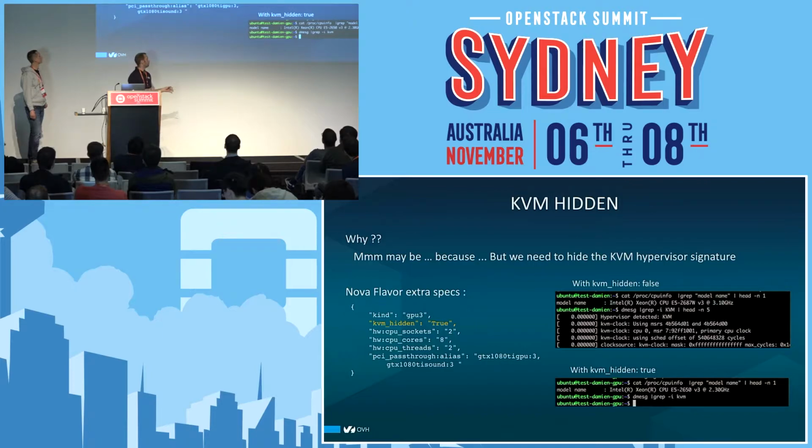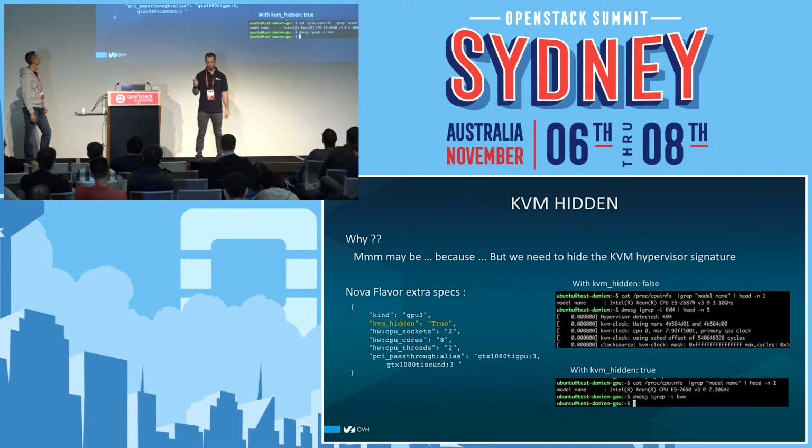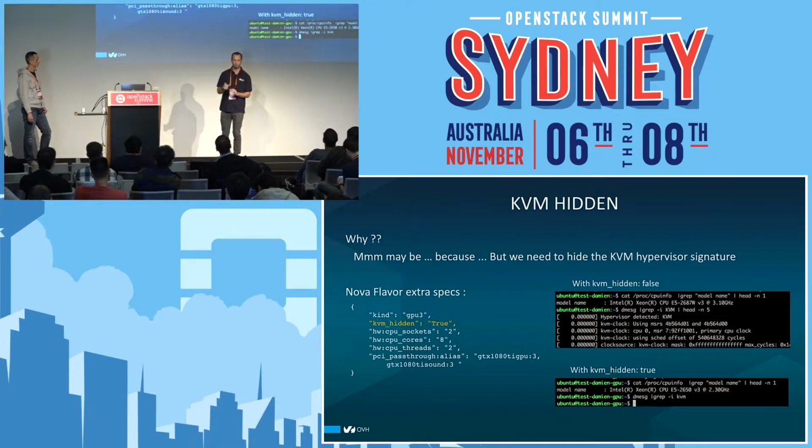Normally this part was pretty simple. It's like any PCI pass-through. But we had to do some little tricks to be able to use our Nvidia cards. The first one is to hide the KVM hypervisor signature. It's a small thing that QEMU and libvirt handle, but on another version of OpenStack it was not possible. So we added it; we call it KVM hidden. It's exactly the same as in QEMU and libvirt: it will set this tag, KVM hidden, to true.